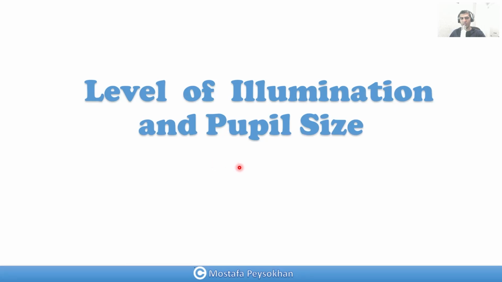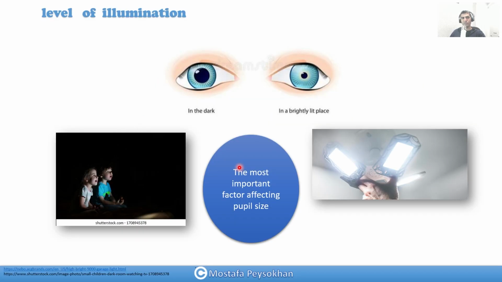Level of illumination and pupil size. So in this video, we want to talk about the process by which the diameter of the pupil is changed. When we go to a dark room, our pupil gets bigger and bigger. When you go to a bright place, like when you have a lot of lights, the pupil gets smaller.